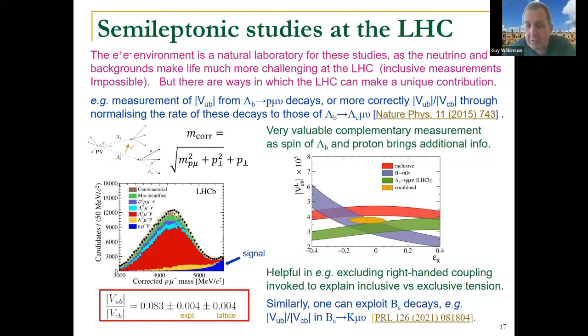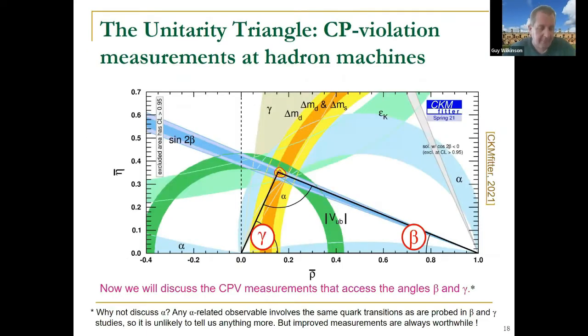So this is one example of where the LHC really contributes. And for instance, one can also use Bs decays, where you look for the charmless Bs decay to a neutrino final state. But I should really now focus on where the LHC is really strong, and that is in the CP violation measurements. So I'll be talking about two angles, beta and gamma. You might say, well, what about the other angle, alpha? Well, I won't be speaking about alpha.